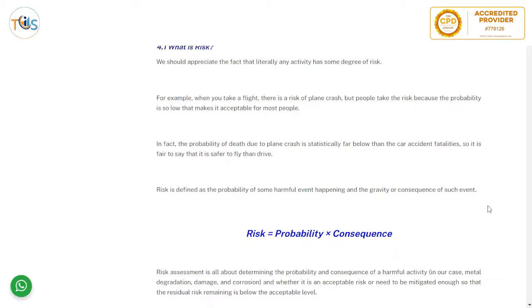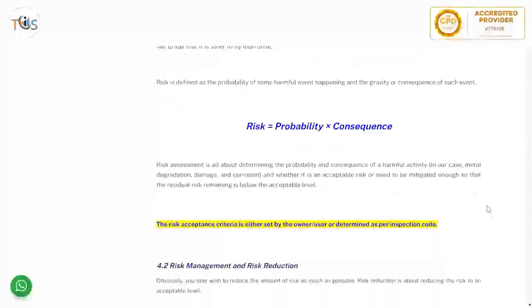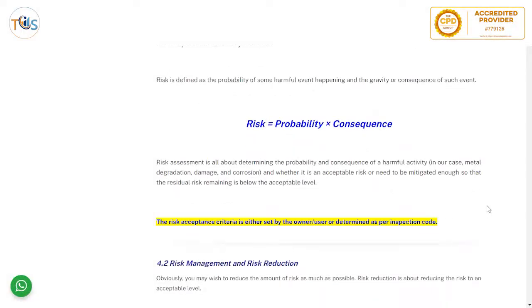Risk is defined as the probability of some harmful event happening and the gravity or consequence of such events. Risk is the product of probability and consequence. Risk assessment is all about determining the probability and consequence of a harmful activity, in our case, metal degradation, damage, and corrosion, and whether it is an acceptable risk or needs to be mitigated enough so that the residual risk remaining is below the acceptable level. This acceptance criteria is either set by the owner or determined as per inspection code.